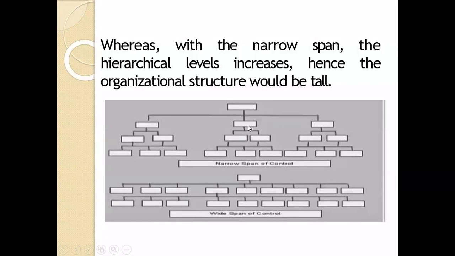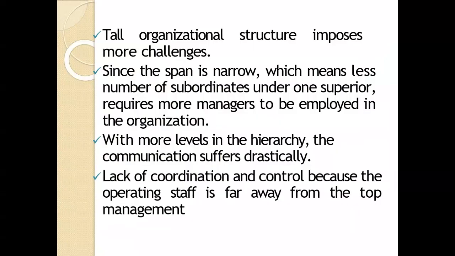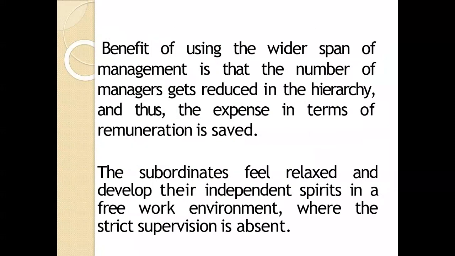So here I have shown how the tall organization structure will look and how the flat organization structure will look. And what it implies: a tall organization structure imposes more challenges since the span is narrow, which means a smaller number of subordinates under one superior and requires more managers to be employed in the organization. With more levels in the hierarchy, communication suffers drastically. There is lack of coordination and lack of control, because the operating staff is far away from the top management. That is what we call the tall organization.